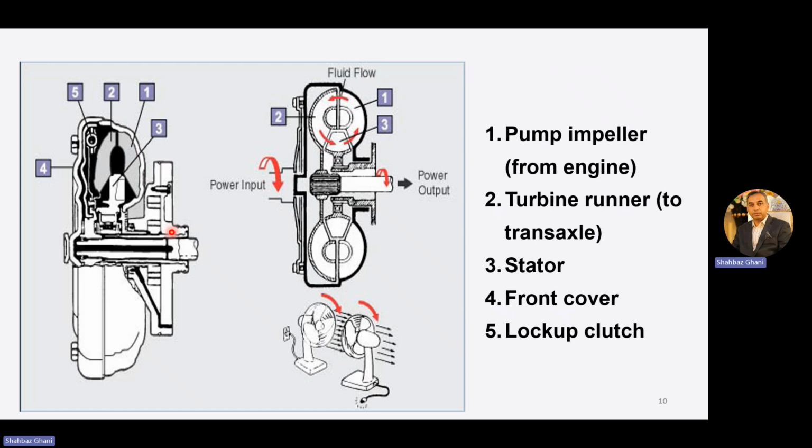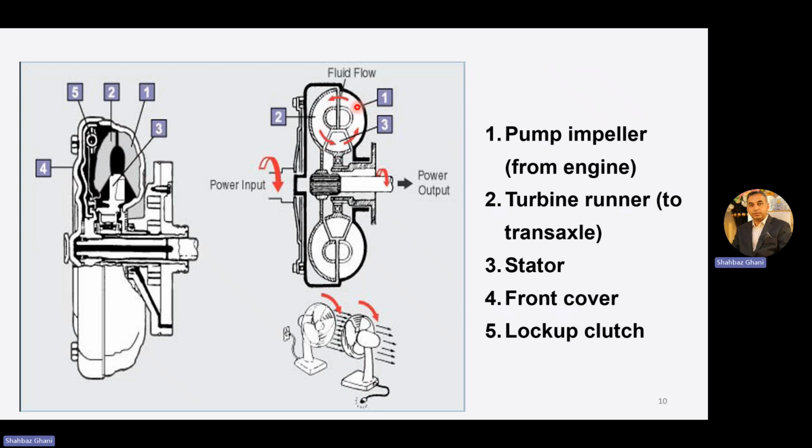Now again, let's see this diagram. The first is the pump impeller from the engine, so the engine is on this side, and this is your flex plate, which is attached to your impeller. Second is the turbine runner to the axle, and third is your stator. Fourth is the front cover, which is on the engine side, and fifth is the lockup clutch. We will study it in detail.